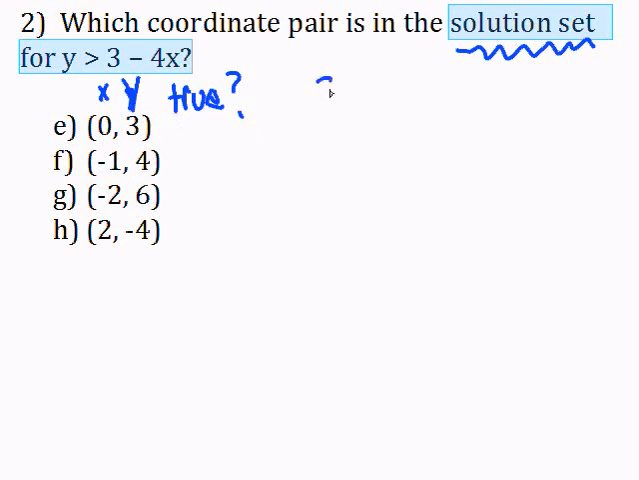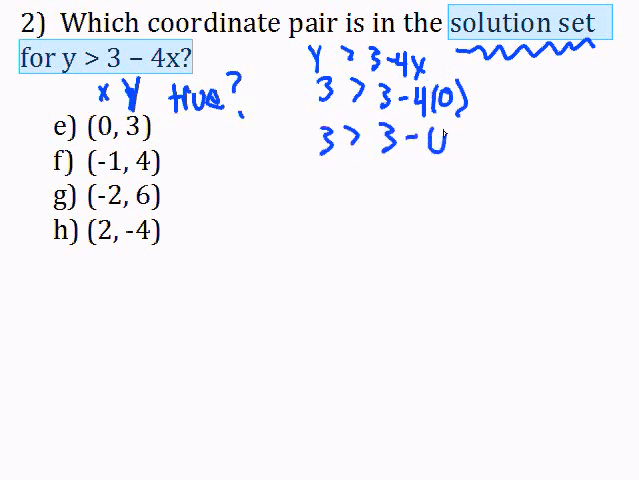So we put 3 in for y is greater than, since it's y is greater than 3 minus 4x. 3 minus 4 times our x is 0. So we get 3 is greater than 3 minus 4 times 0 is 0. Remember, your order of operations tells you have to multiply before adding and subtracting. So 3 is greater than 3. Is 3 bigger than 3? No. Since that's not true, we know that the first answer choice is not in the solution set.